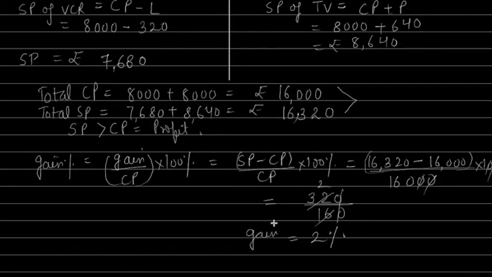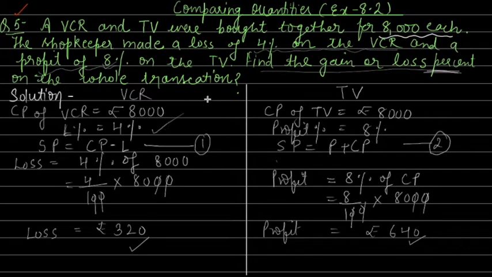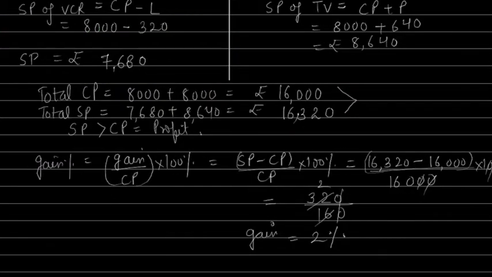This is the gain. So if you see in the overall transaction, the VCR was sold at a loss of 4%, while the TV was sold at a profit of 8%. But in the total transaction there is a profit, and that profit is coming out to 2%. I hope this question is a little lengthier but very easy. Do it once and it will be clear to you.